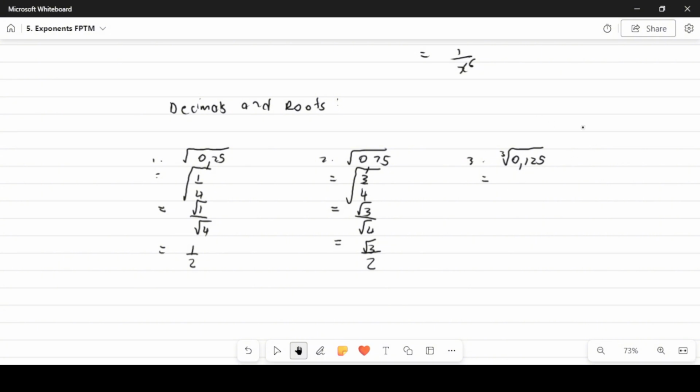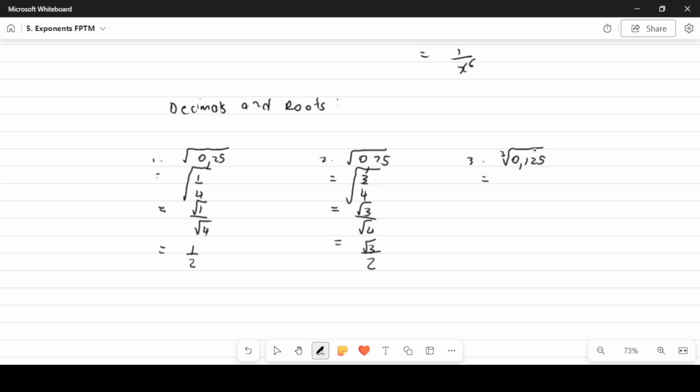Now the cube root of 0.125. This is why you need to understand your squares and your cubes. What are some of the square numbers we get? We get 1, 4, 9, 16, 25, 36, 64, and so on. Your cube numbers: 1, 8, 27, 64, 125, and so on. So this is where you need to have these numbers so you can see a pattern.